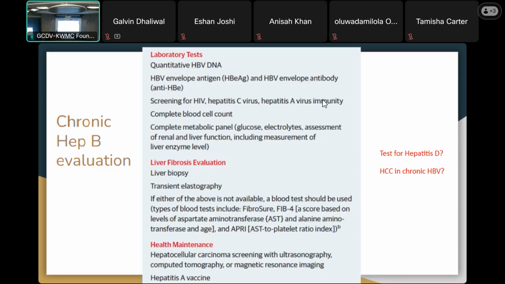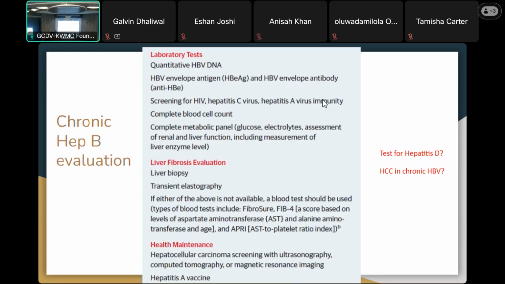So when do you test for hepatitis D? We don't do it as much here because it's not as prevalent, but you test for hepatitis D if their surface antigen is positive. And I have hepatitis D in here if we can get to it, but essentially hepatitis D needs hepatitis B surface antigen to infect a person. So if the surface antigen is absent or they're immune, you don't even have to test for hepatitis D.